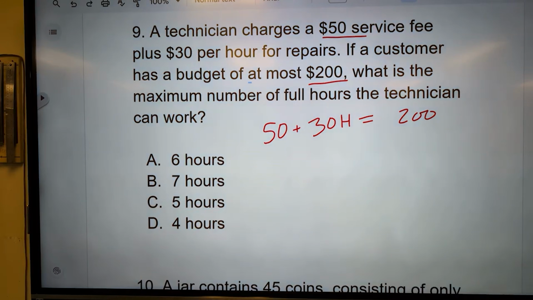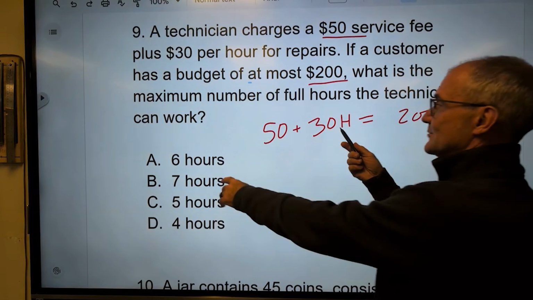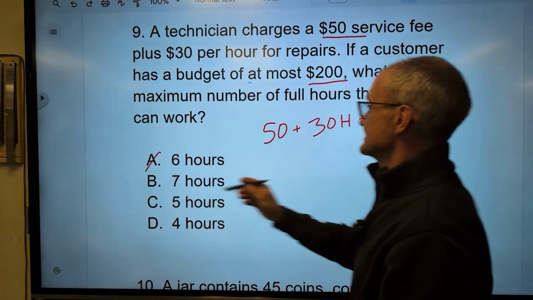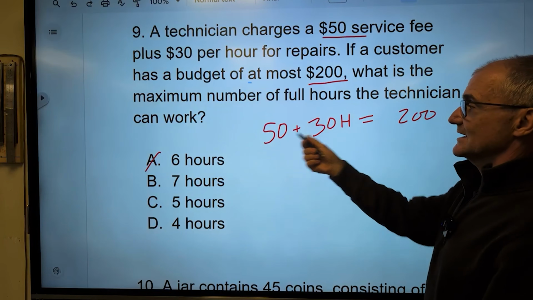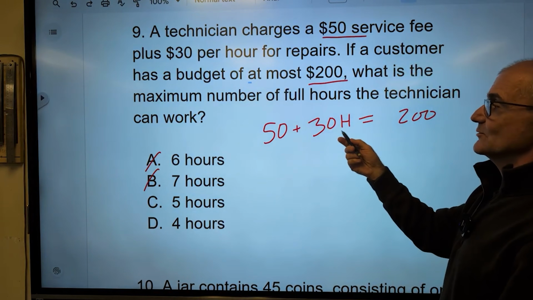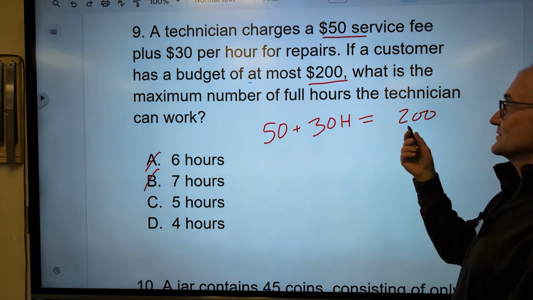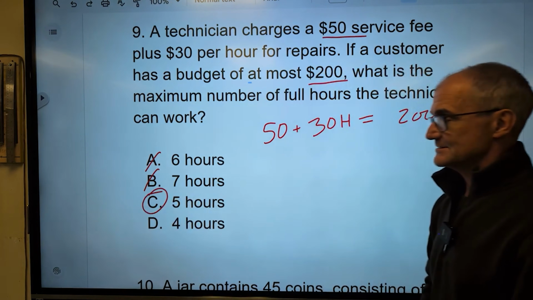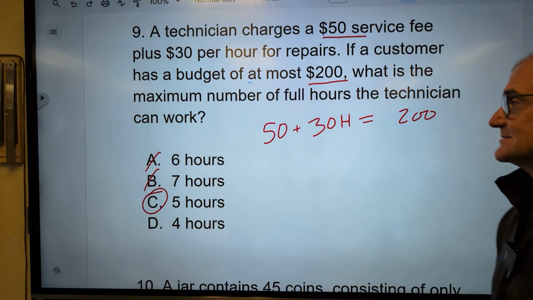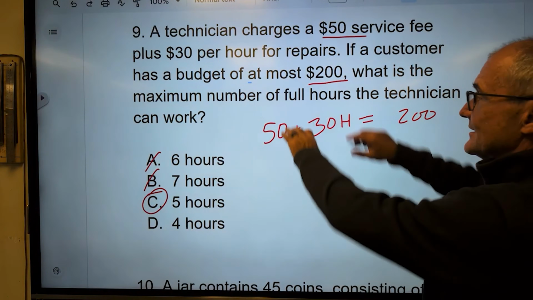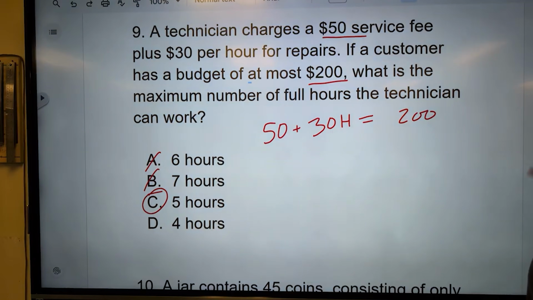I could just kind of pick values and plug them in there. Like 6 hours would be 180, 230, that's not going to work. 7 hours would be 210, 260, that doesn't work. 5 hours would be 150 plus 50, which is 200. That one works right there. So taking the answers, plugging them in, great way to solve. I did create that equation, just decoding that paragraph to the equation.